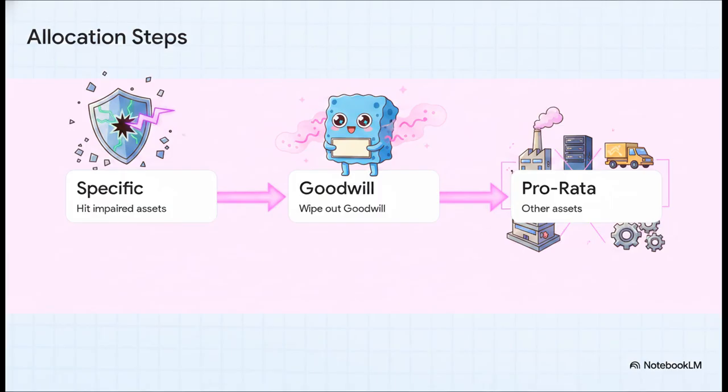You literally have to follow this three-step triage to the letter. Step 1, apply the loss to any specifically, obviously impaired assets first. Step 2, completely wipe out the carrying amount of any allocated goodwill. Goodwill basically acts like a giant sponge here. It absorbs the impairment until it is totally dry before anything else gets hit. And then step 3, allocate whatever remainder of the loss is left pro rata, or proportionally, across all the other applicable assets in the unit, based on their carrying amounts.